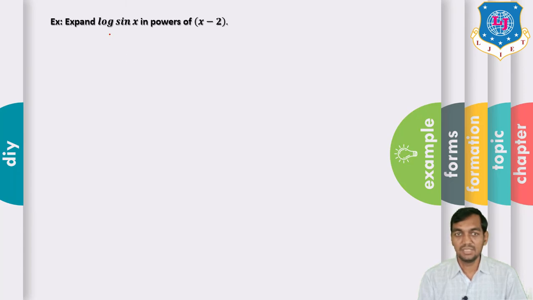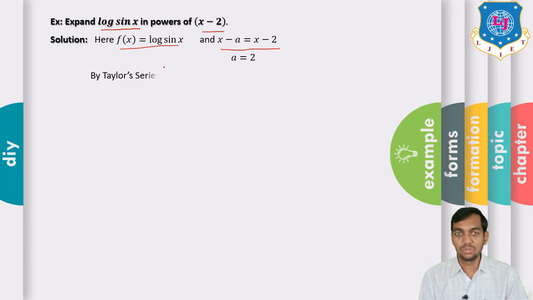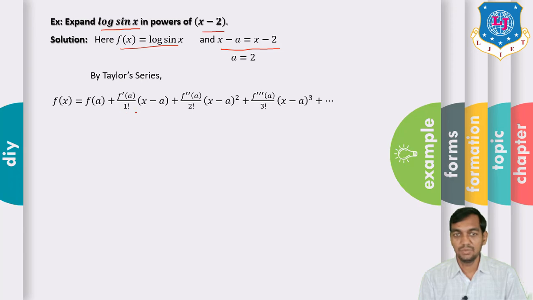In the same manner, we are going with the second example: expand log sin x in powers of (x minus 2). Now this is your f(x). So here f(x) is log sin x, and (x minus 2), that means if you compare it with (x minus a), then you will get a is equal to 2. So by Taylor series, we have f(x) is equal to f(a) plus f dash a by 1 factorial into (x minus a) plus f double dash of a divided by 2 factorial into (x minus a) the whole square plus f triple dash of a divided by 3 factorial into (x minus a) the whole cube and so on.